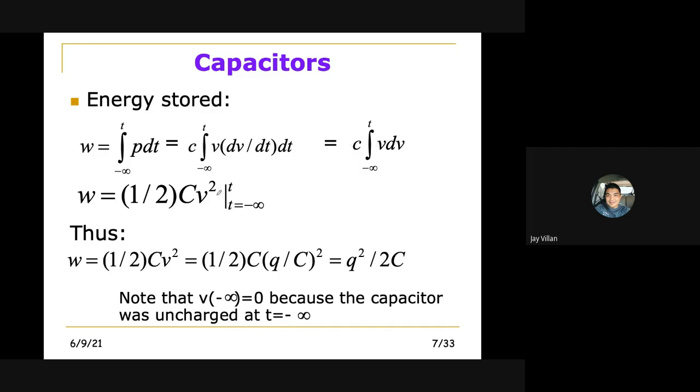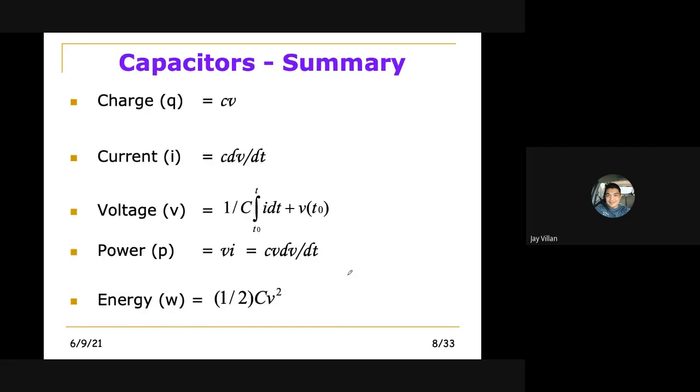Now, since we don't have that t here, we can just make use of this equation. So that is 1/2 CV squared for your energy stored, or that is also equal to Q squared over 2C when that is in terms of Q. So that is how you determine the energy that is stored in your capacitor.